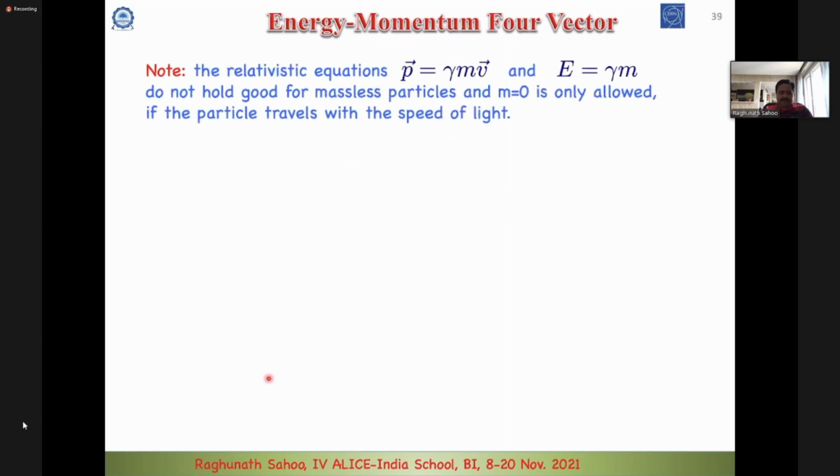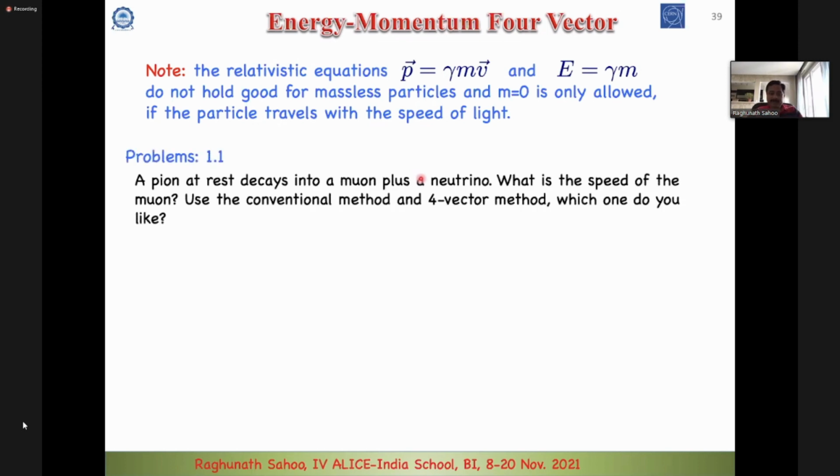Now note that the relativistic equations I wrote, that p is equal to gamma m v or E is equal to gamma m, do not hold good for massless particles. What is the solution then? Because I say that the photon is massless and yet it has finite energy and finite momentum. But the mathematical formula says that once I put m equal to 0, momentum has to be 0 and energy has to be 0. So what is the solution? The solution is that m equal to 0 is only allowed if the particle travels with the speed of light. There is a beautiful discussion on this in Griffiths' particle physics book, so have a look at that.